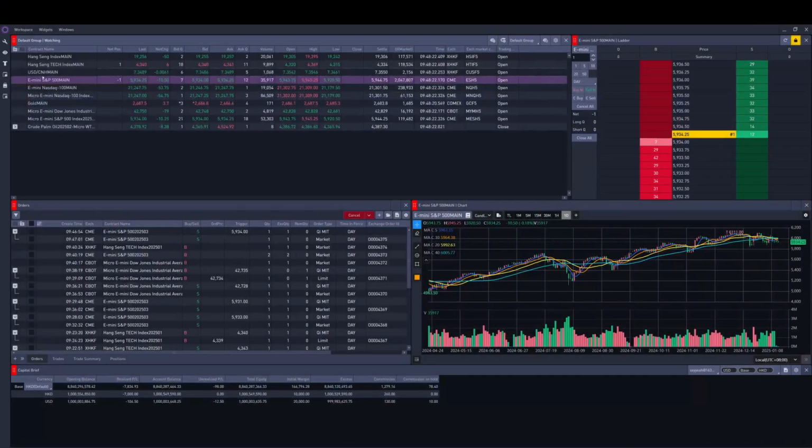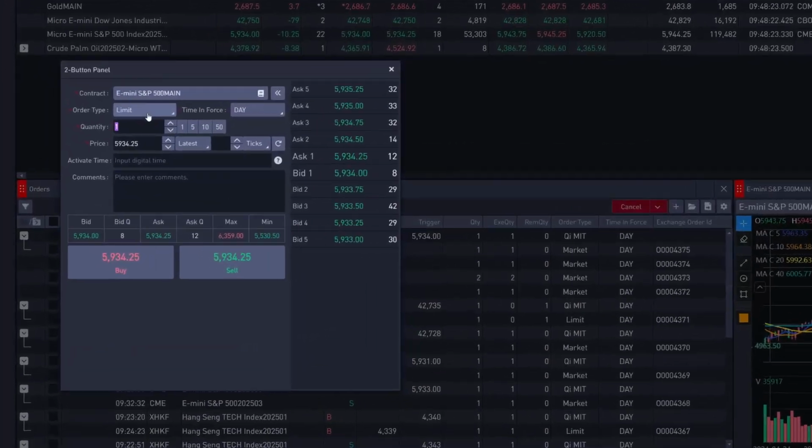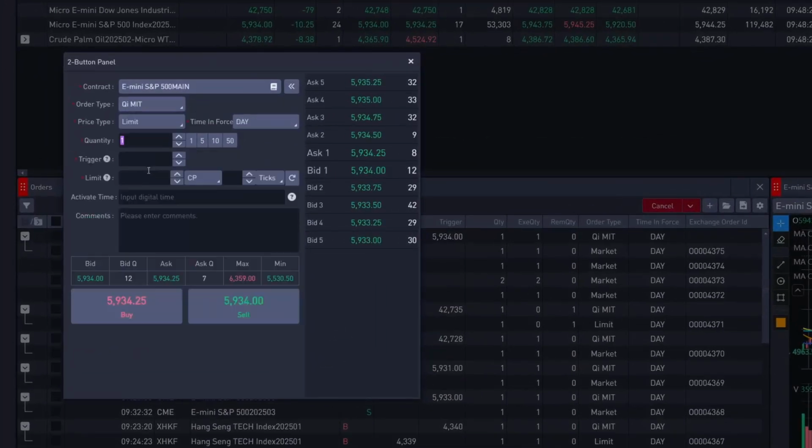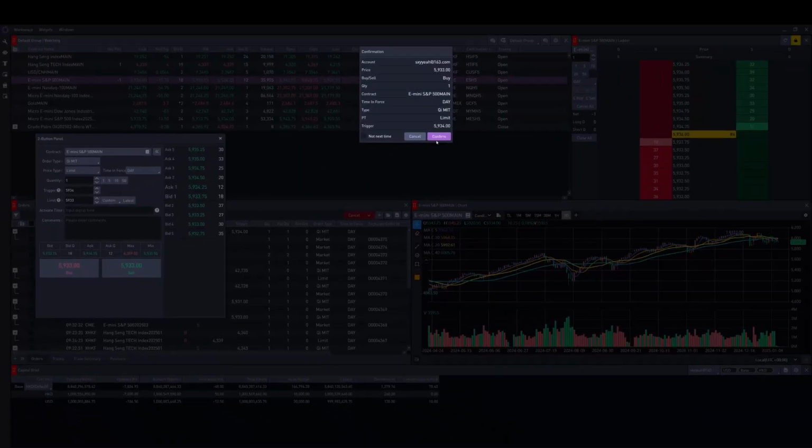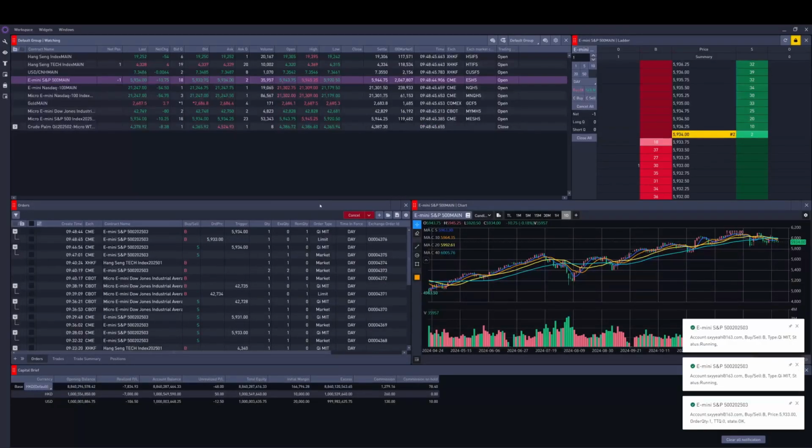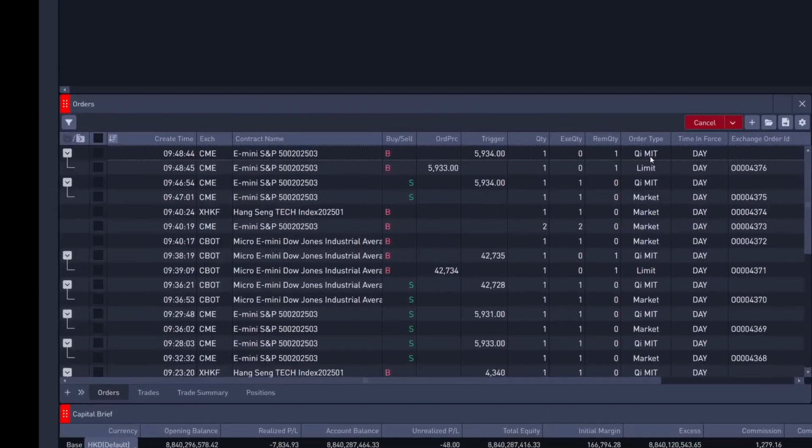Let's buy a QIT limit order. After entering all the parameters and clicking the Buy button, the order is successfully placed. Once the QIT limit order is triggered, you can see its suborder. The suborder is also a limit order.